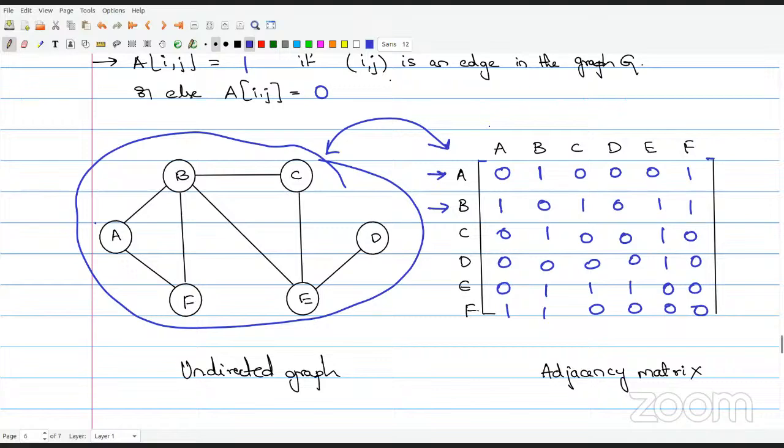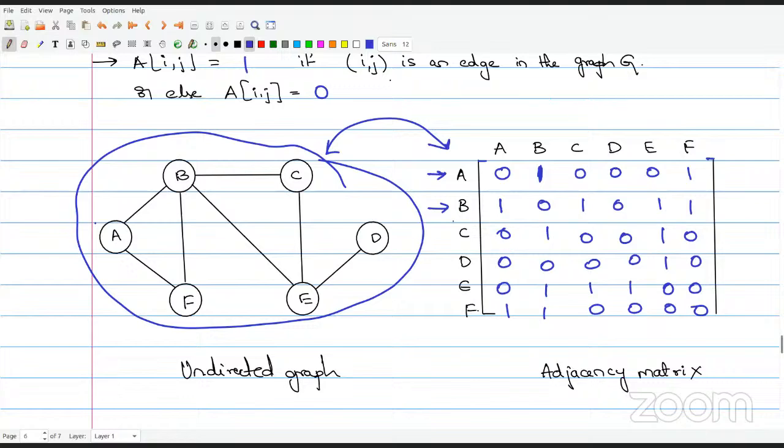Okay, so vice versa. If I have given this adjacency matrix, by looking at the adjacency matrix, you see the number of rows or the number of columns will give you the number of vertices. And if you see the entries, if there is a one entry here, that means there is an edge from A to B. So draw an edge. Like this, you can build the graph by looking into the adjacency matrix.